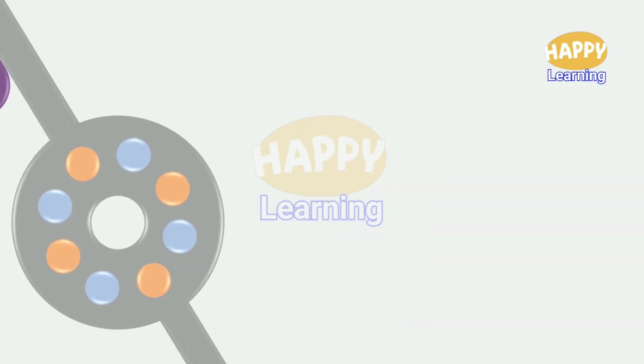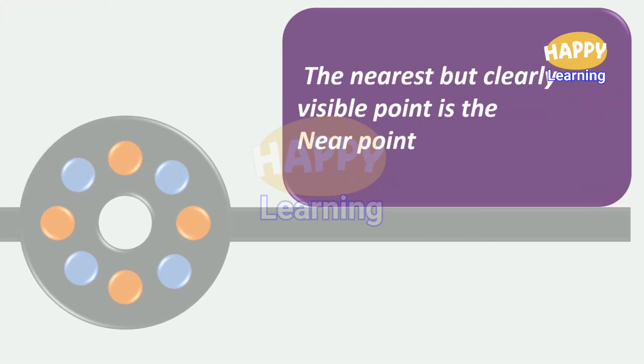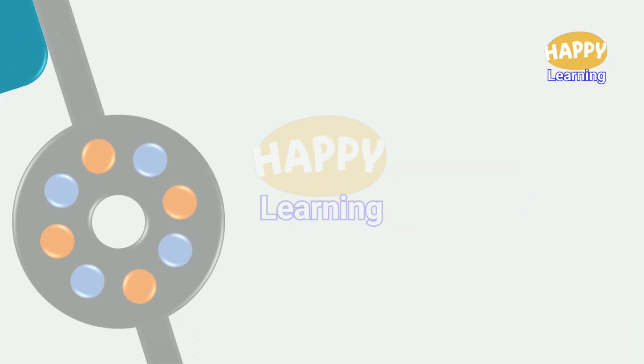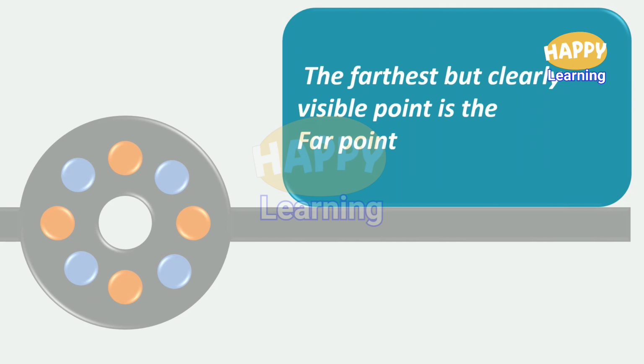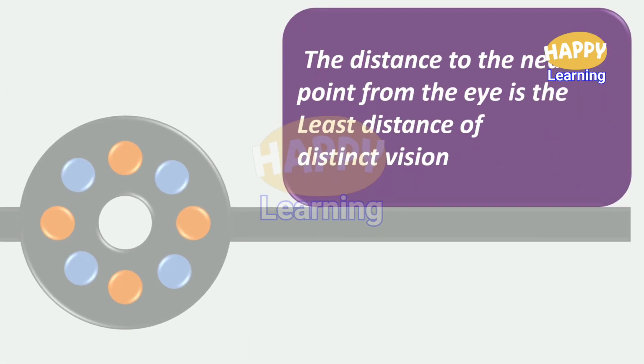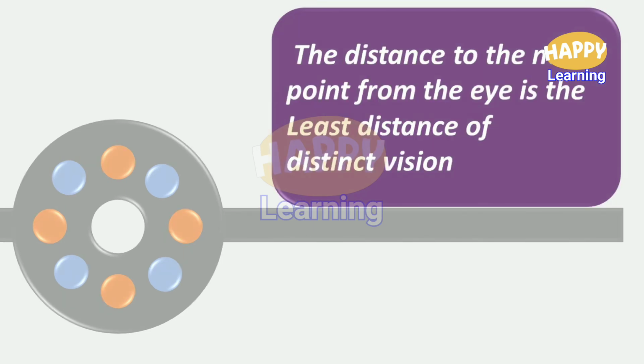Recapitulation. The nearest but clearly visible point is the near point. The farthest but clearly visible point is the far point. The distance to the near point from the eye is the least distance of distinct vision.